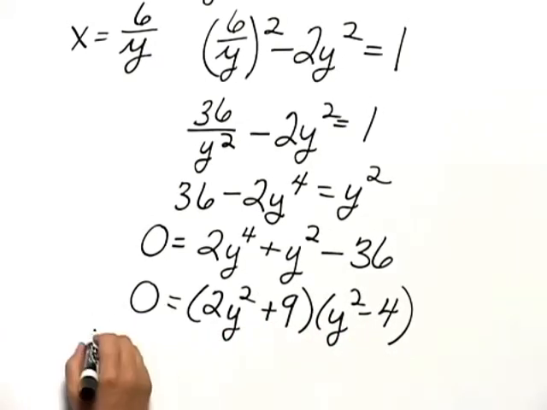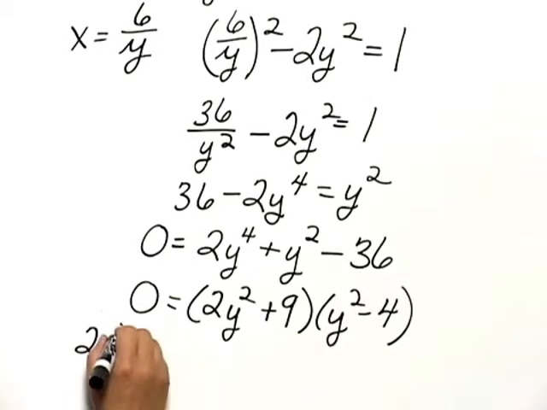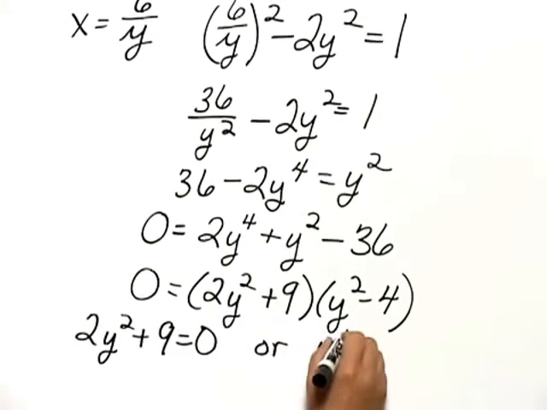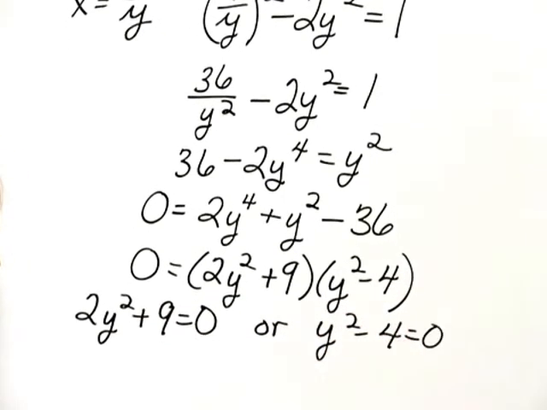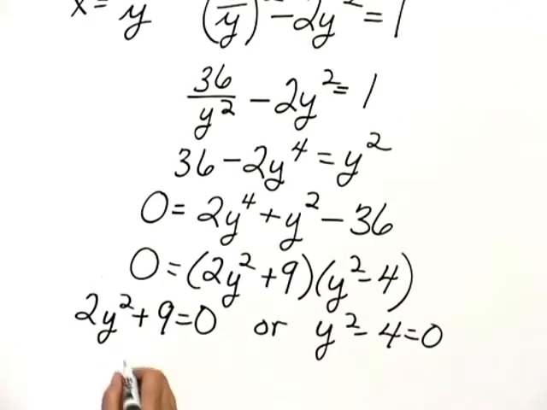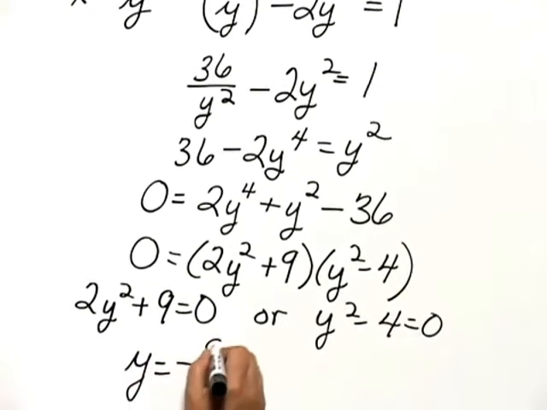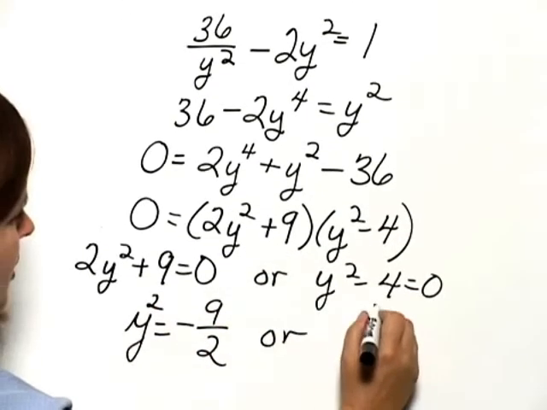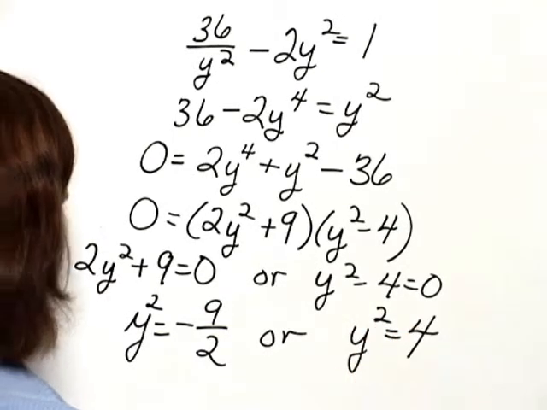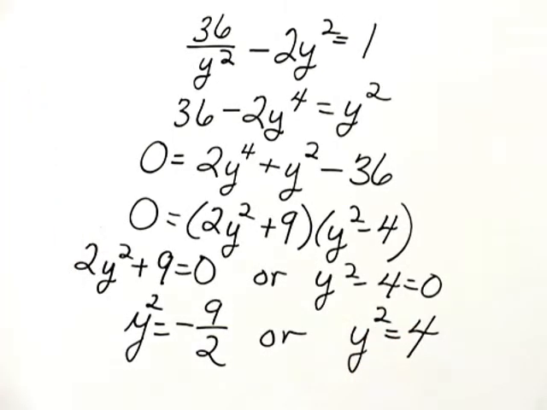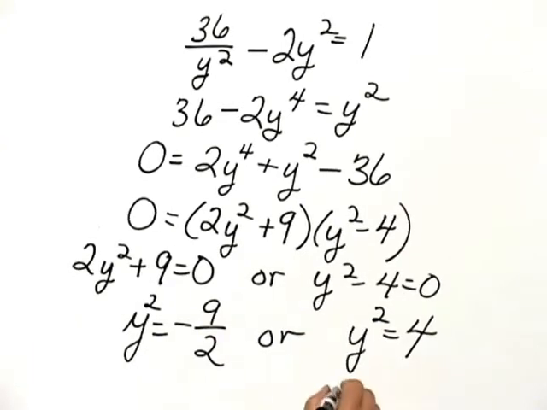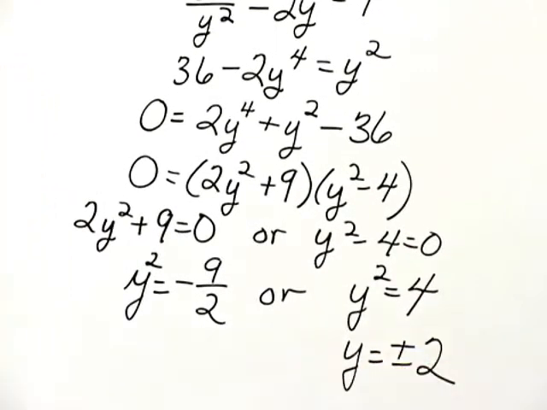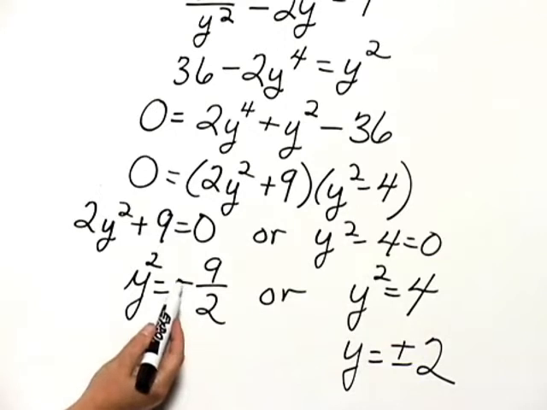By the principle of zero products, this tells us that either 2y squared plus 9 equals 0, or y squared minus 4 equals 0. And this would tell us that y squared equals negative 9 over 2, or y squared equals 4. Now we have to solve for y. And over here, y squared equals 4, taking the square root of both sides, y would equal plus or minus 2.